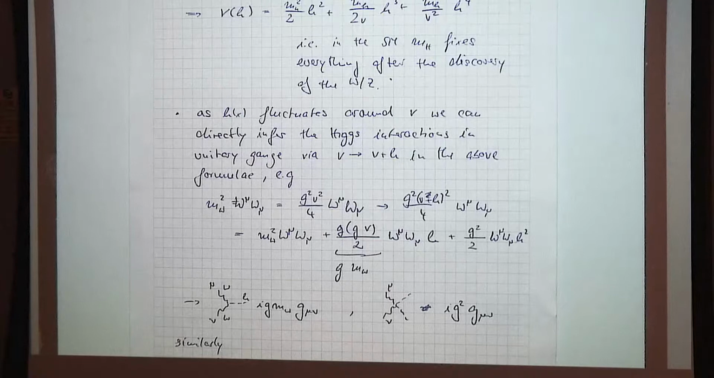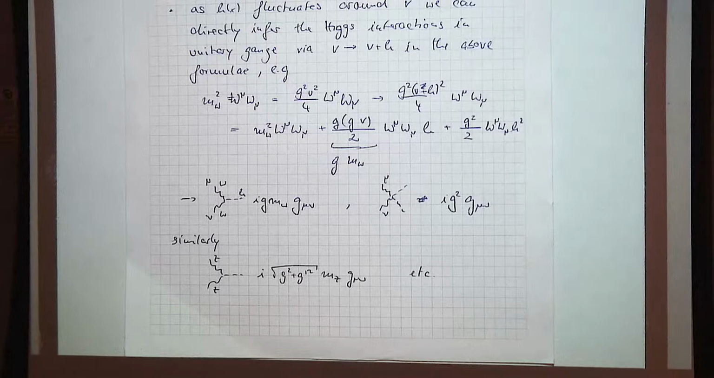And in a similar way we can already guess what will be the interactions of the Z with the Higgs. Its characteristic coupling was the square root of g squared plus g prime squared, where g prime is the U(1) hypercharge coupling, times the mass of the Z times the metric tensor, okay, and so on and so forth.